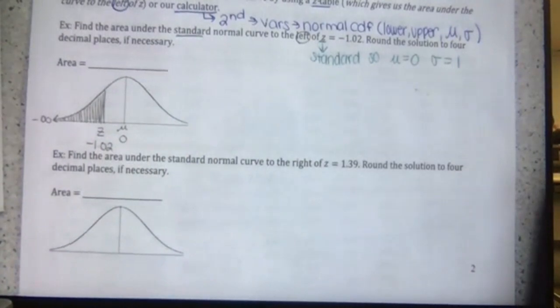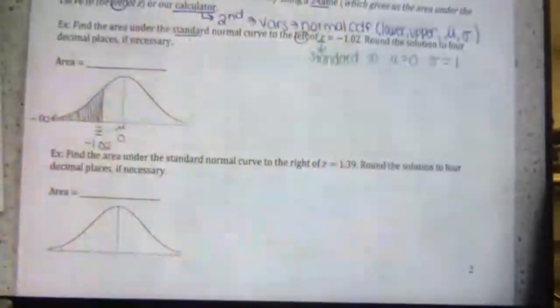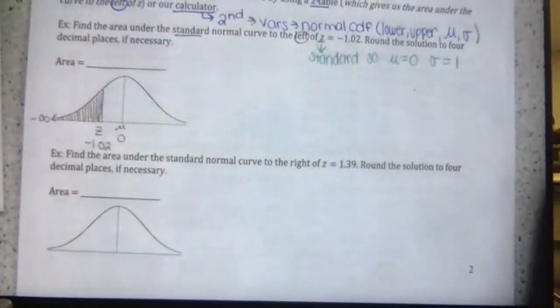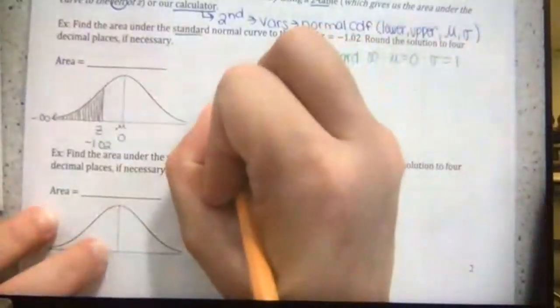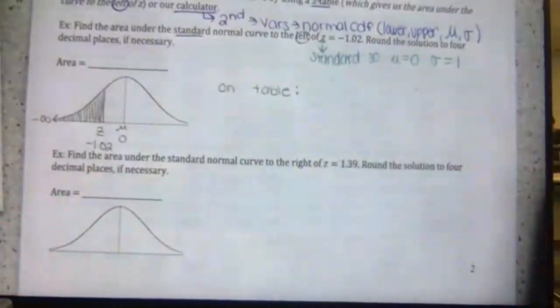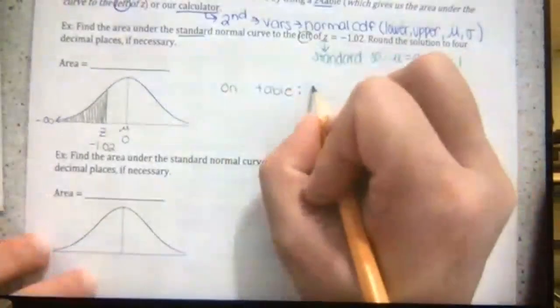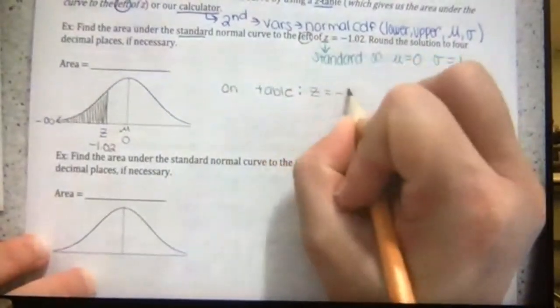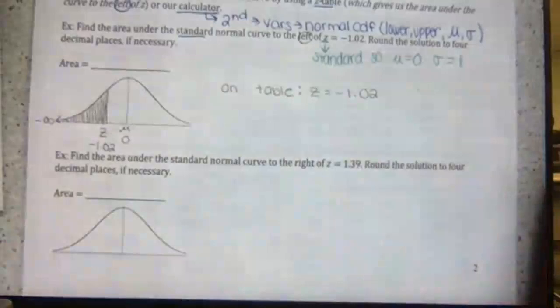So that's our picture. We have 2 options to find the area. We can either use our Z table or our calculator, whichever one you like better. I'm going to show you both. So on our table, let's start there. It's a Z table, and we know that our Z value is negative 1.02.